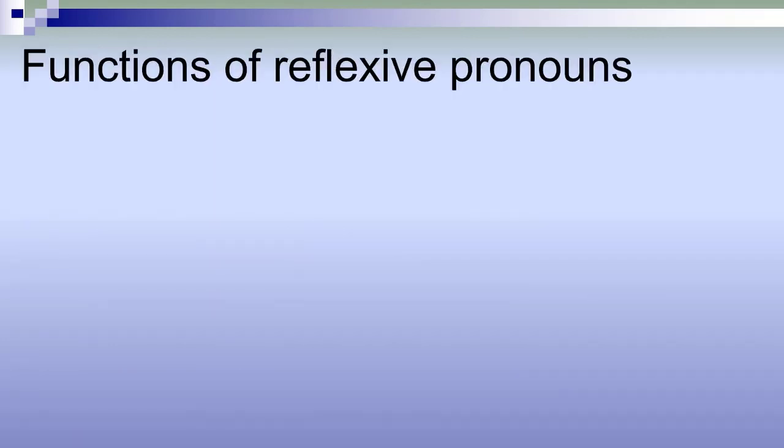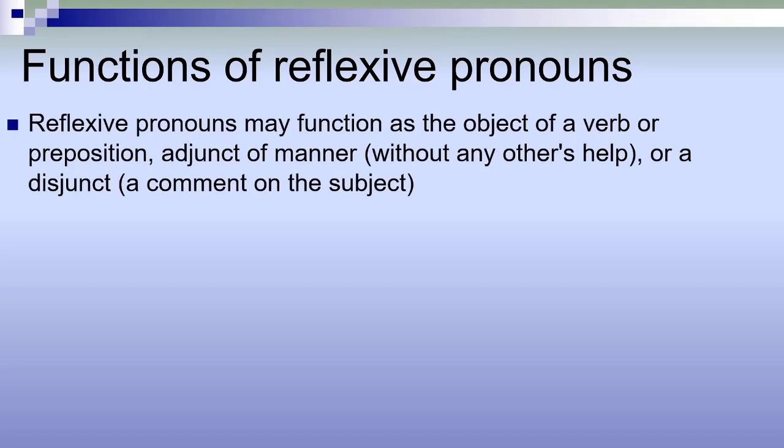Now let's see the functions of reflexive pronouns in English. First, reflexive pronouns may function as the object of a verb or preposition, an adjunct of manner showing how somebody does something, meaning without any other's help, or a disjunct. This is like a comment on the subject, a comment on the sentence. Now let's see one by one. We have the object of a verb or preposition. So this is the first function of a reflexive pronoun.